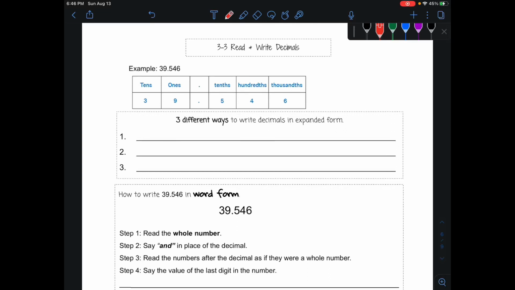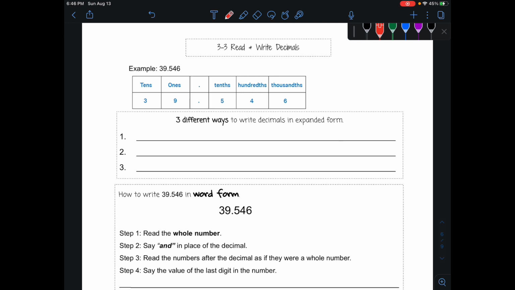Hey guys, in this video I'll be going over 3-3, read and write decimals. In this lesson you will learn how to read and write decimals. So let's start off with this number 39.546. The numbers are placed into the place value boxes. And let's start off by writing these numbers into expanded form.